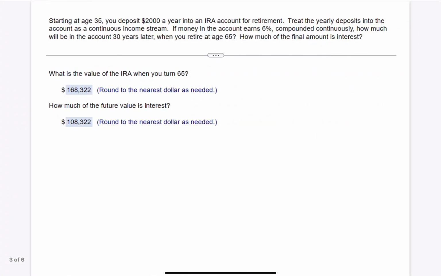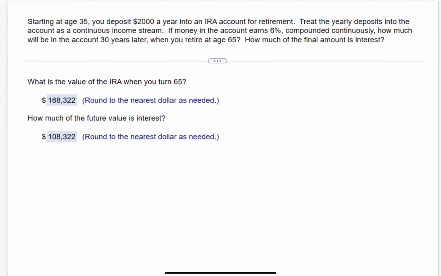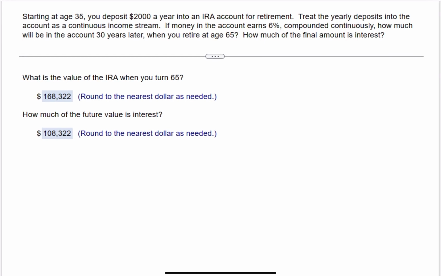All right, now let's take a look at the next one. Starting at age 35. So let me pause here. We're talking about the IRA accounts, which is very, very important. And again, if you did not start your IRA account, I would highly recommend y'all to go ahead and do that at a young age, because trust me, it is going to be very useful when you retire.